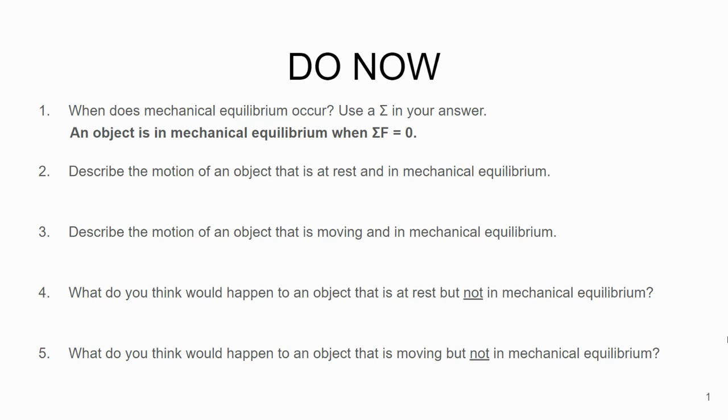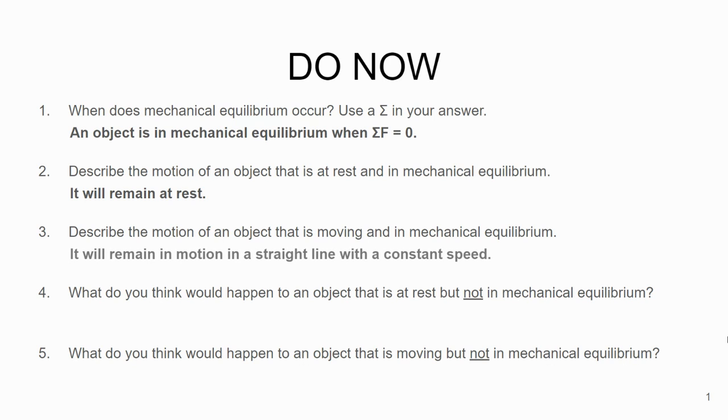So, question 2, describe the motion of an object that is at rest and in mechanical equilibrium. So if it's at rest and there's no net force on it, it is going to stay at rest. Question 3, describe the motion of an object that is moving and in mechanical equilibrium. Well, this one is going to move in a straight line with a constant speed. So in questions 2 and 3, you have mechanical equilibrium, the sum of the forces is 0, and the object's motion doesn't change. If it's not moving, it continues to not move. If it is moving, it moves in a straight line at constant speed.